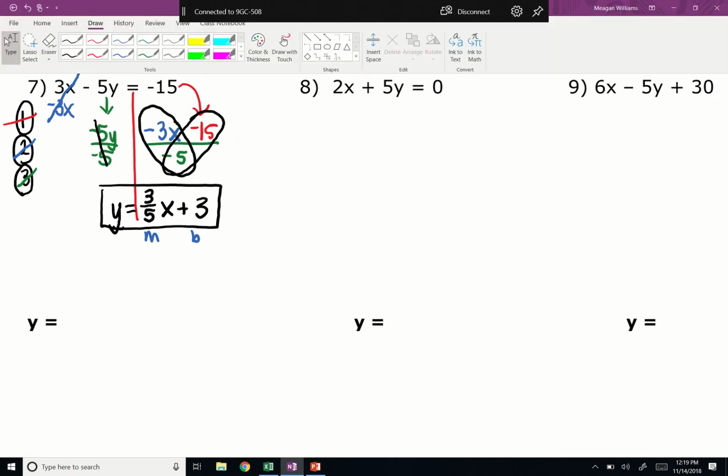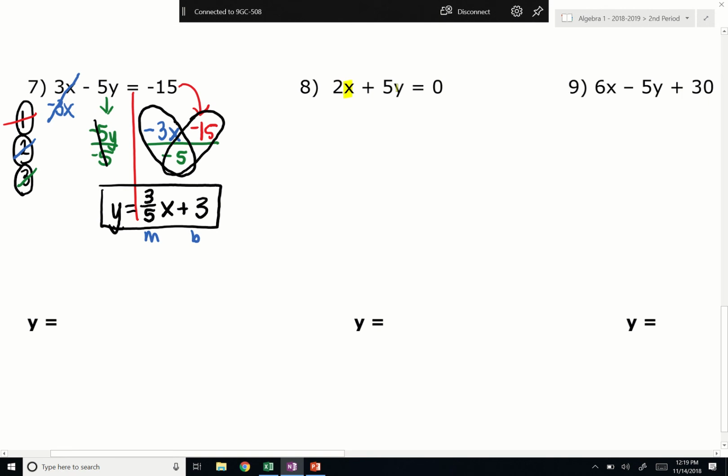Okay. Number 8. Is this standard form? Yes, because why? Great job. X and Y are on the same side. So I've got steps 1, 2, and 3 again, I guess. Would you agree? Okay. Talk me through this. What do I do? Space out my 0. Could I put a plus 0 or a minus 0? Does it matter? 0 is just 0, right?